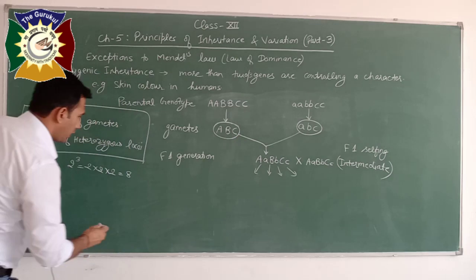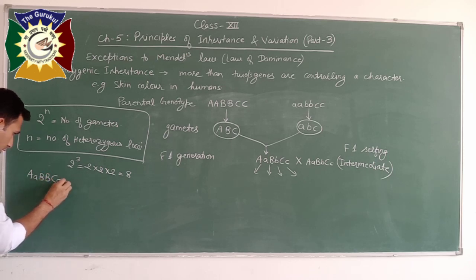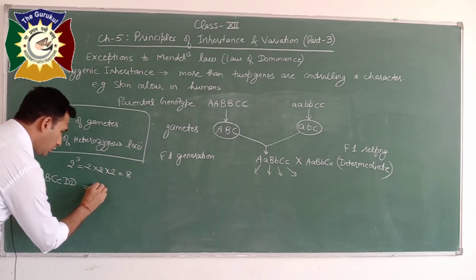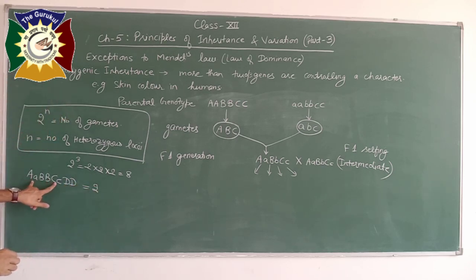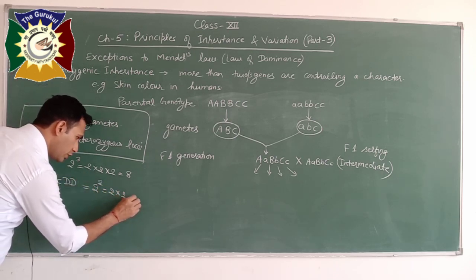अगर ये ना होता, हम मान लो मैंने लिख दिया A a, B B, C c, D D. If this is the genotype, अब यहाँ पे 4 different type के genes हैं, but we have to calculate the number of heterozygous. This is homozygous, capital B, capital B. This is again homozygous. This is heterozygous and this is heterozygous. So the formula will be 2 to the power n, and n is heterozygous loci. So n is 2. So 2 into 2 is equal to 4.